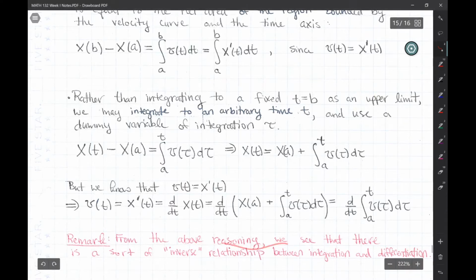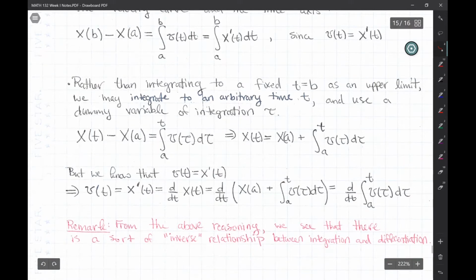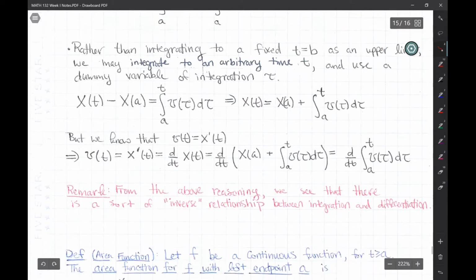Thus, from the above reasoning, we see that there's a sort of inverse, and I write it in quotes because it's not exactly an inverse operation. Here we fixed some time t equals a, which we didn't give a number for. We could have chosen any number, so they're not exactly inverse in the sense that you get a unique inverse for one operation versus the other. But nevertheless, it's good in quotation marks. Okay, so you could think about them as sort of inverse operations.